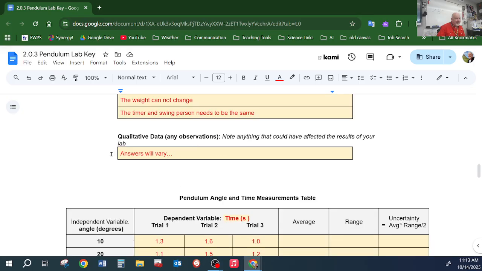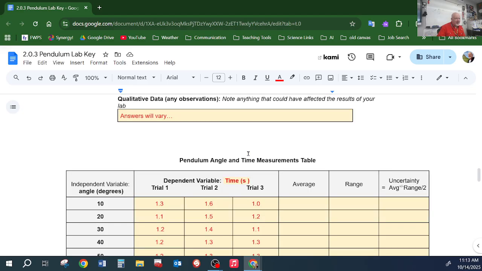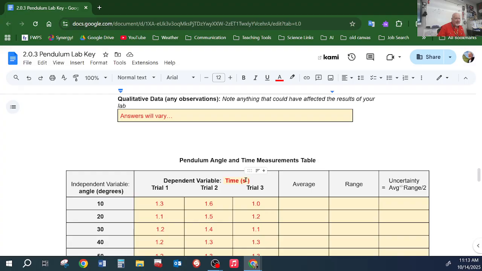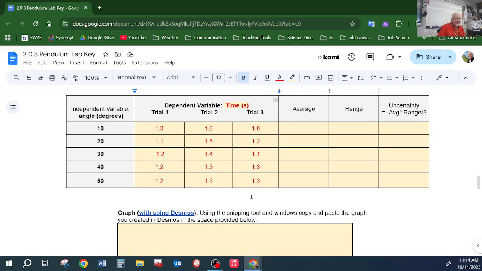The qualitative data, now this answer is going to vary for different people. What are things that could have thrown off your data? Something that might have not been working on your pendulums. I know in my earlier periods, there was a problem with the whole thing wobbling. I think we kind of figured that out a little later on. Down here, there's just a parenthesis, but the dependent variable, remember, is the time to complete one swing. So that dependent variable we time, and we're measuring it in seconds. So you want to make sure you put seconds there.